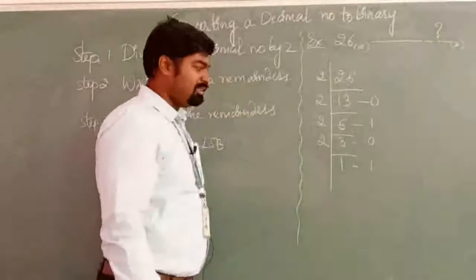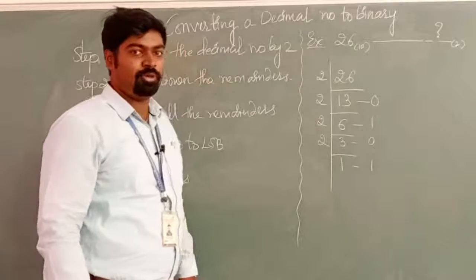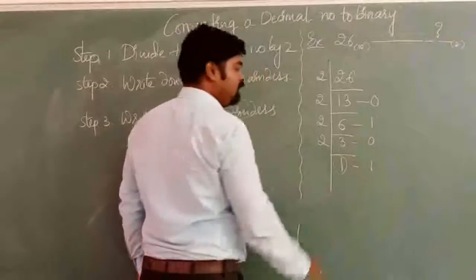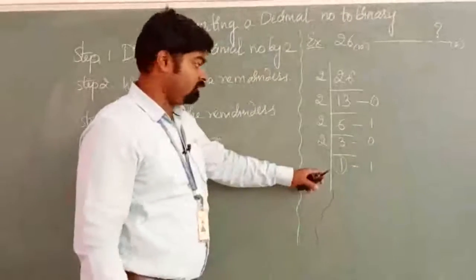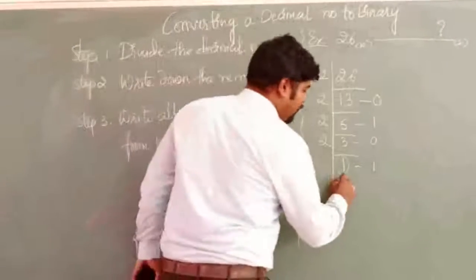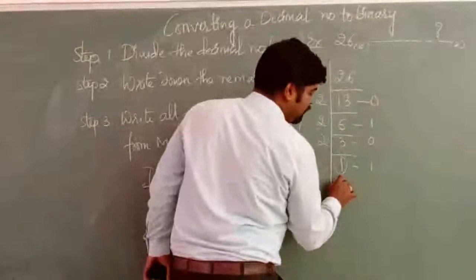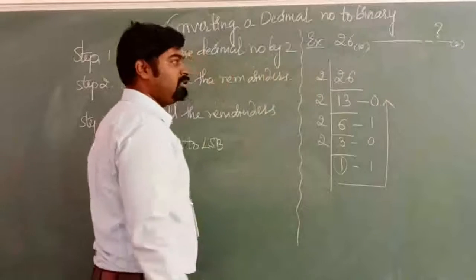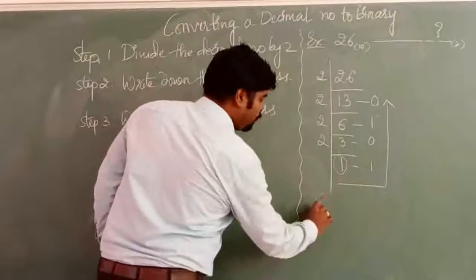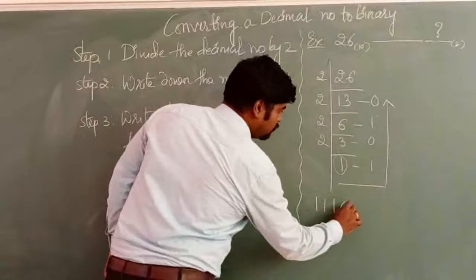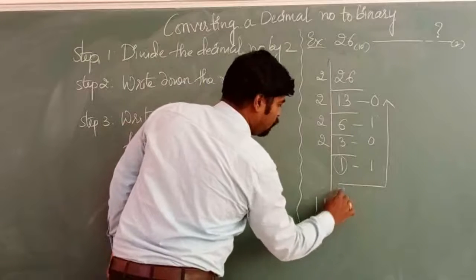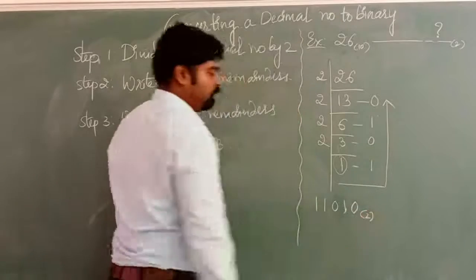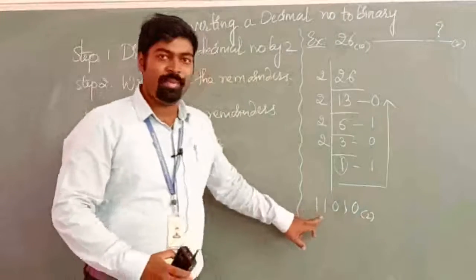We are supposed to consider the numbers from most significant bit to least significant bit. Here the most significant bit is the bottom one. So this is your MSB and this is your LSB. You need to consider the numbers from most significant bit to least significant bit. So what will be the equivalent of 26? It will be 1 1 0 1 0 to the base 2. Why 2? Because this represents a binary equivalent.